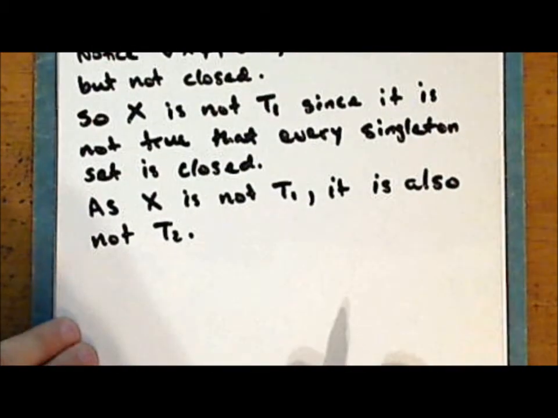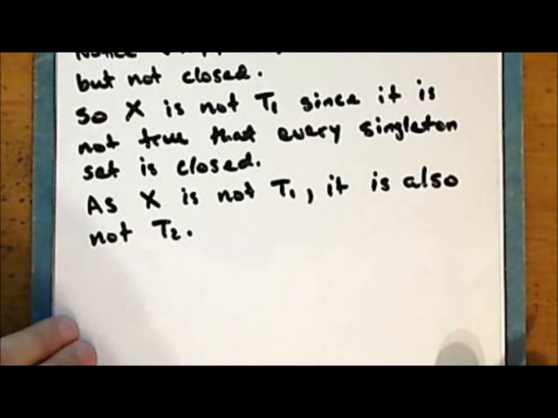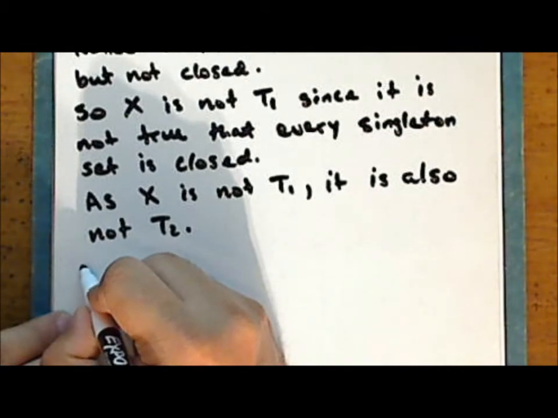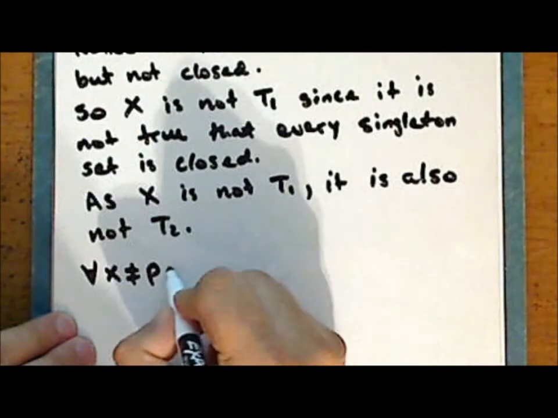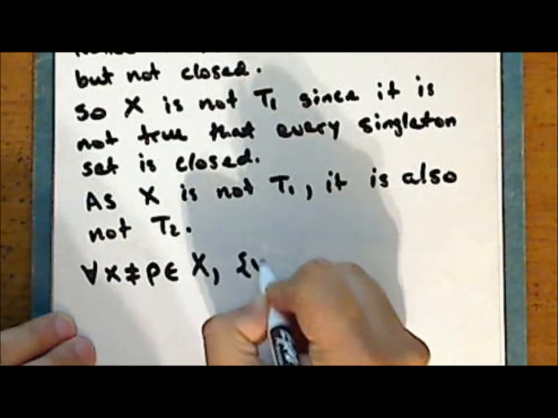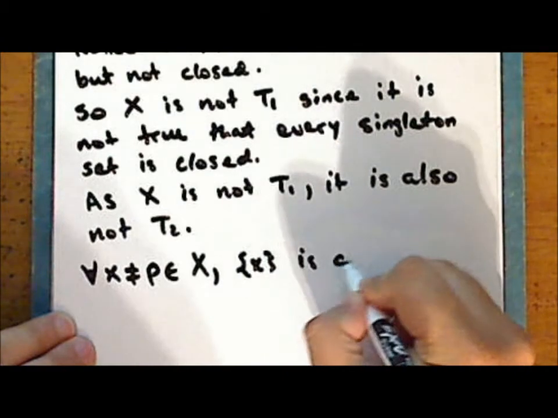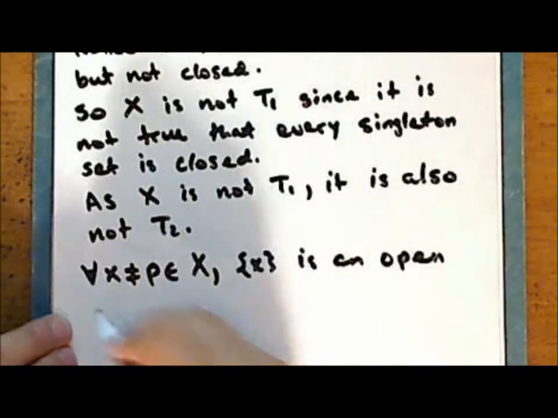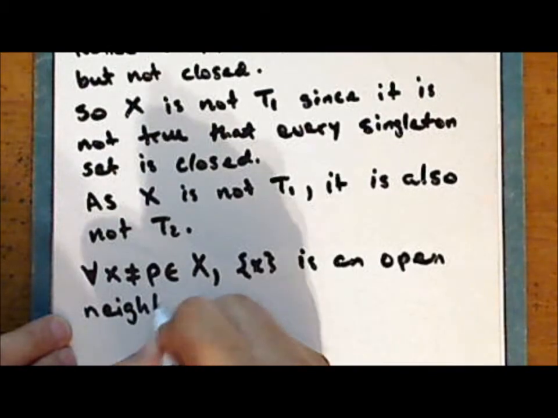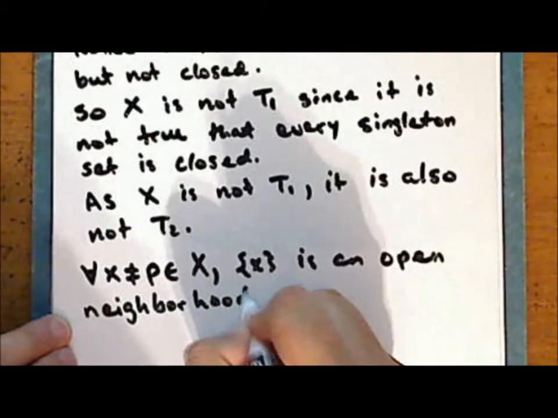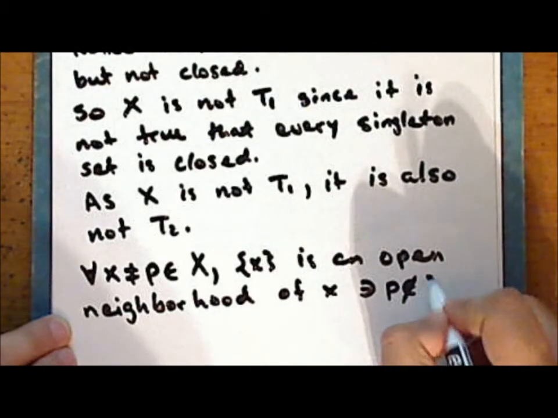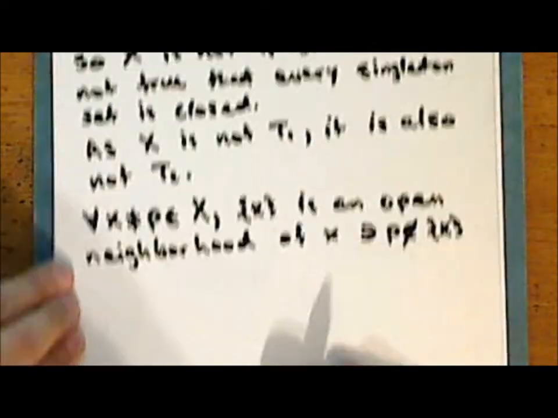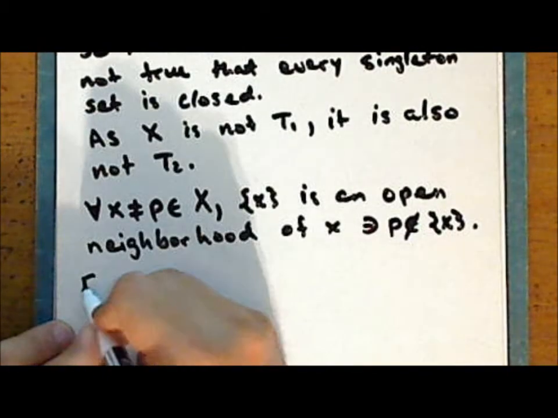And so now we look at whether or not the space satisfies the condition for a T0 or Kolmogorov space. So for every point X that is distinct from the point P in the space, the singleton containing that point is an open neighborhood of the point X such that the point P is not in this neighborhood.